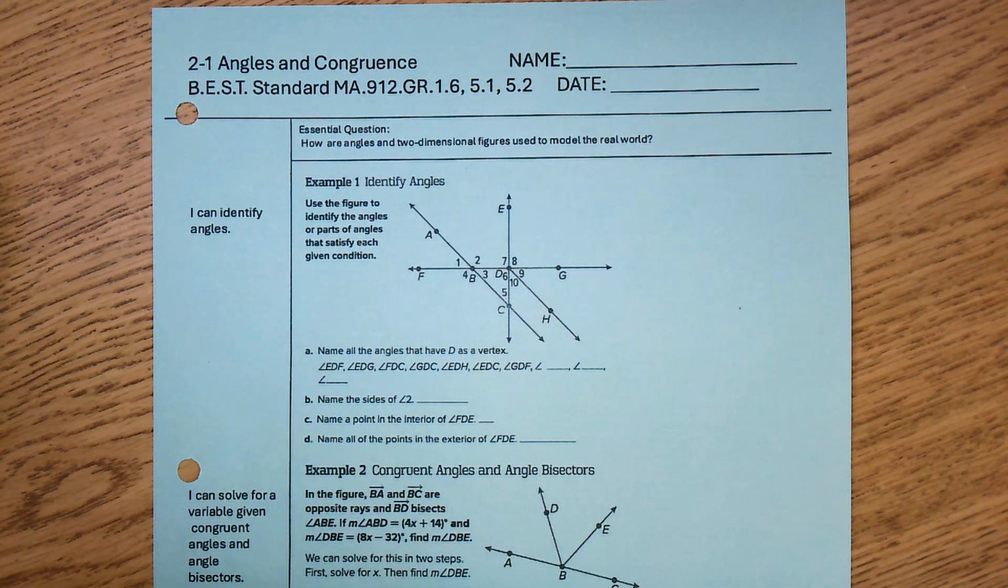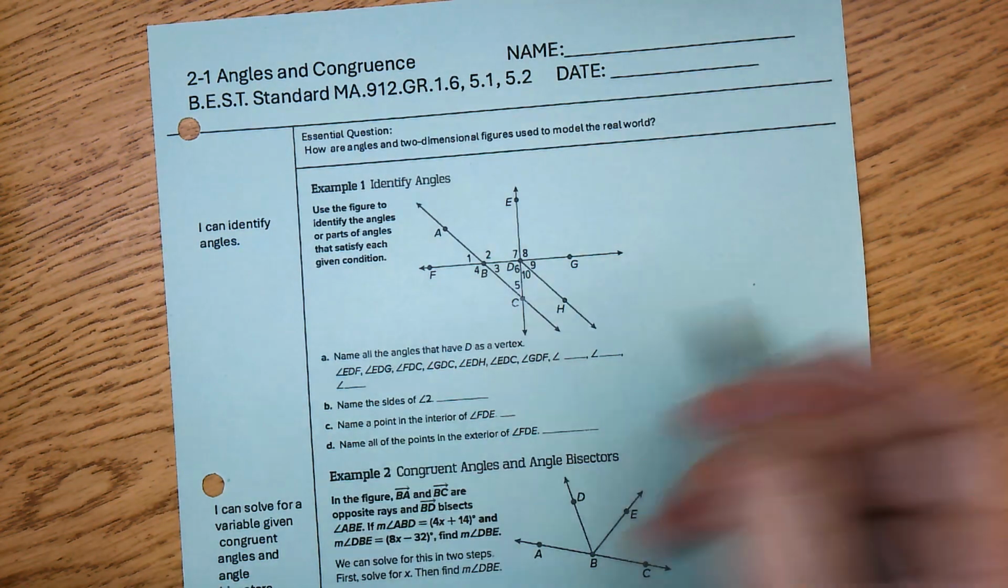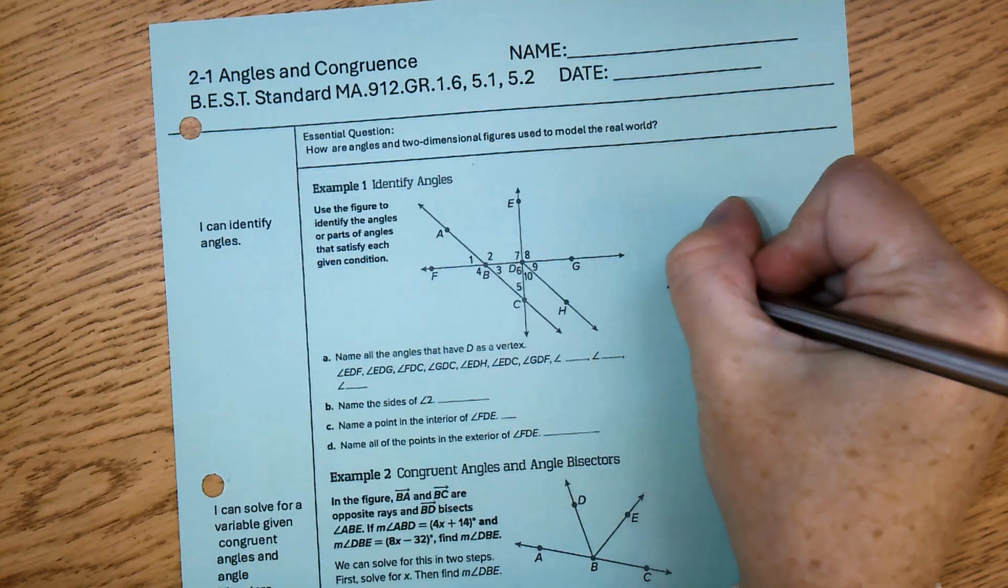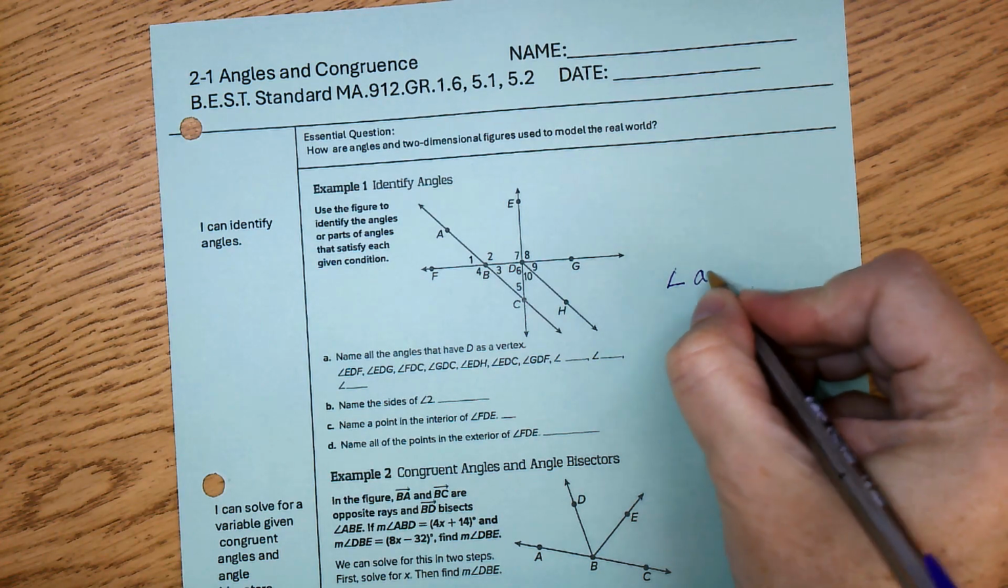All right, Geometry 2-1, angles and congruence. So we are going to identify angles. We're going to do a number of things. This is an introductory lesson on angles, and we're going to talk about a lot of vocabulary. So the first thing you need to know is that this symbol here, that is your angle symbol.